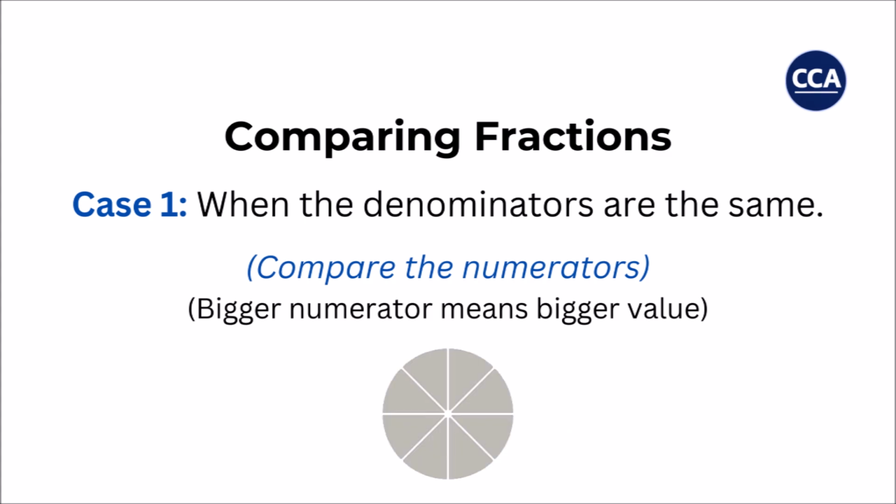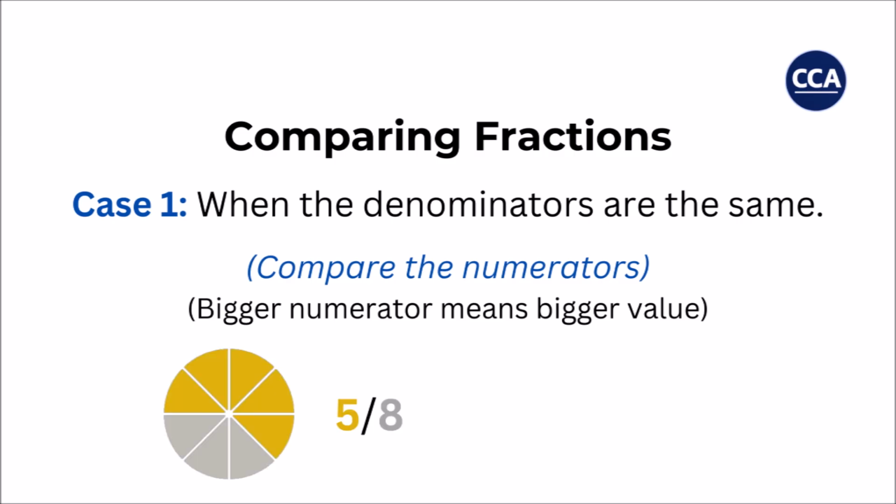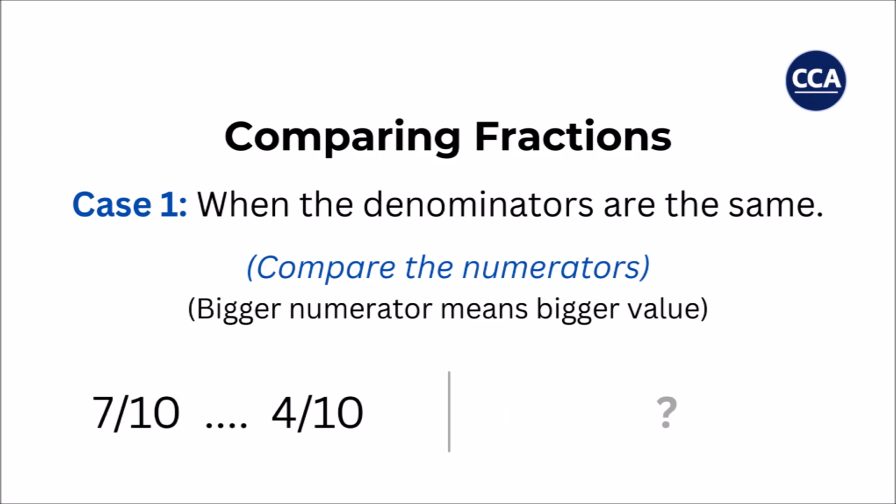Now, let's visualize the same fractions with a real-life example. Let's say a pizza is divided into 8 equal slices. On one side, we have 5 out of those 8 slices. And on the other side, we have 3 out of those 8 slices. So, where do we have more? Of course, 5 out of 8 is more than 3 out of 8. Let's see another example. Which one is bigger? 7/10 or 4/10? Of course, 7/10 is bigger because 7 is bigger than 4.